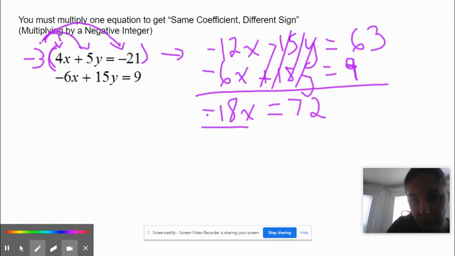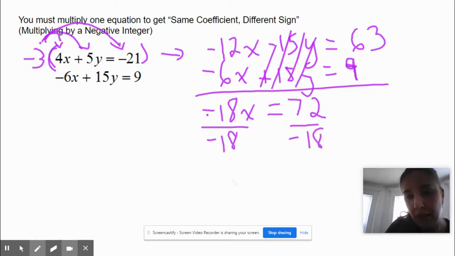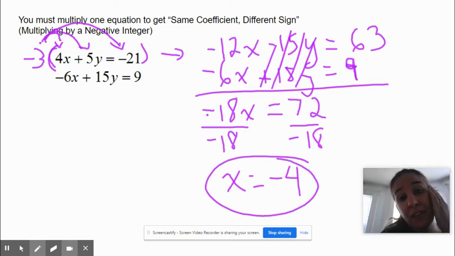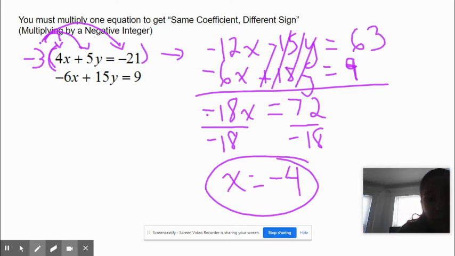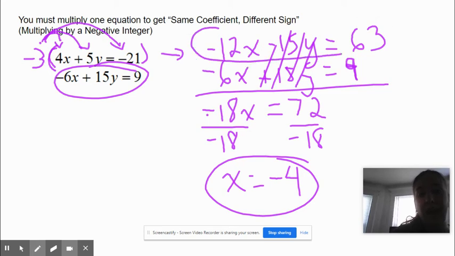Then we divide both sides by -18, and x equals -4. So that's cool. So x is -4. Now we have to solve for y. So you can use any of the original equations, like this one up top, the 4x plus 5y is -21. You could use this bottom equation if you wanted to. You could use this one, whatever you want. I am going to go ahead and use, I don't know, this one.